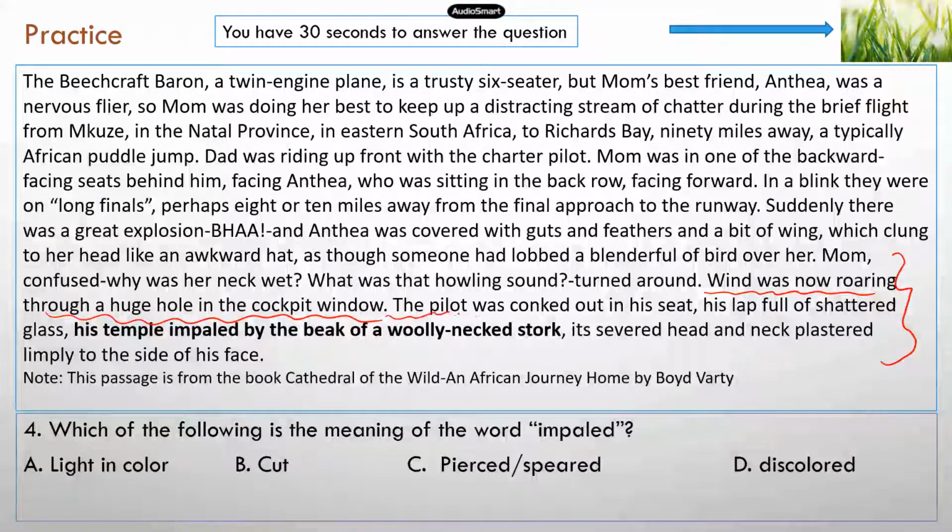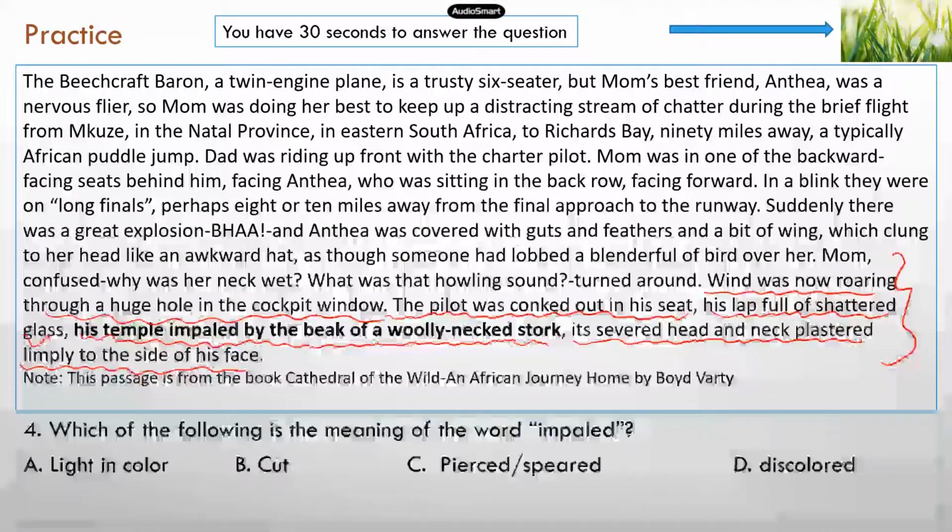The pilot was conked out in his seat. So the pilot passed out. His lap full of shattered glass. His temple impaled by the beak of a woolly-necked stork. Its severed head and neck plastered limply to the side of his face. His temple impaled by the beak of a stork.